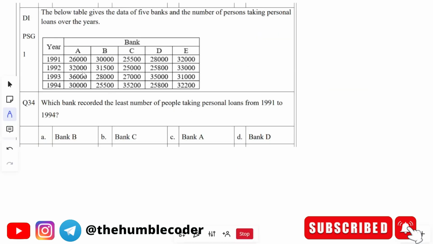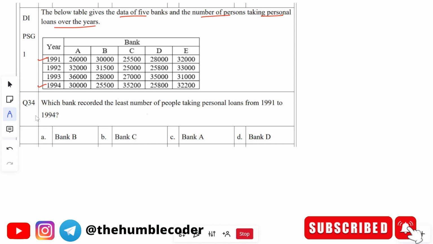Okay, so guys, let's look at this question now. The question is, the below table gives the data of 5 banks and the number of persons taking personal loans over the years. So see, we have this data from year 1991 to 1994, and we have the data of the number of people taking loans from the bank. In year 1991 we have 26,000 for bank A, and then for bank B it was 30,000. In this way we have all this data.